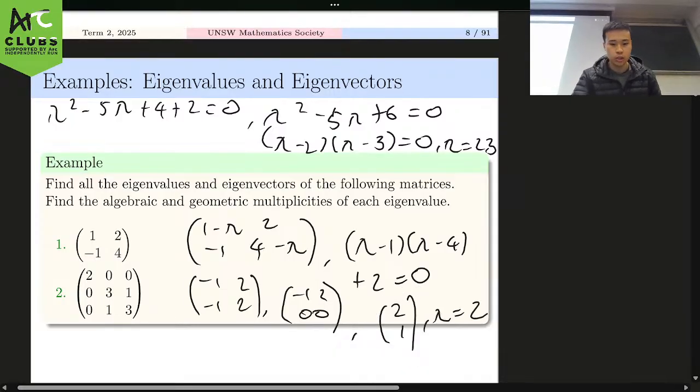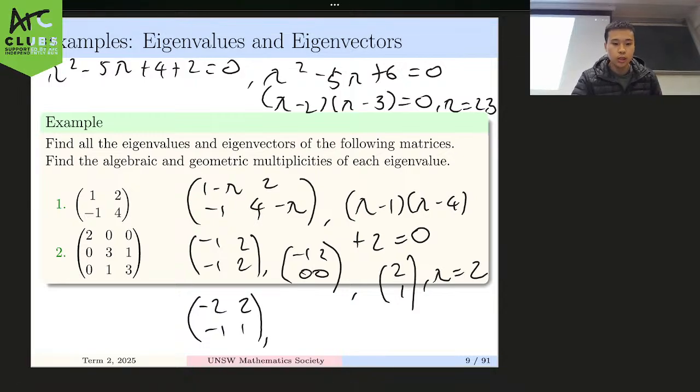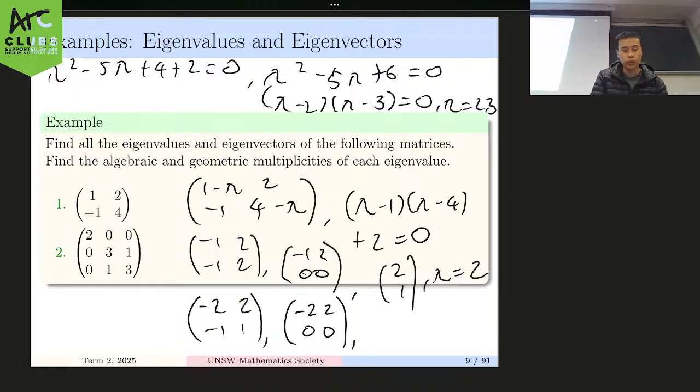That goes with eigenvalue 2. And then for 3, we can do minus 2, 2, minus 1, 1, and again the top is just a multiple of the bottom. What's something that can make it 0? Well, we can say 1, 1, so minus 2 plus 2 is 0. So the eigenvalue associated with that is 3.